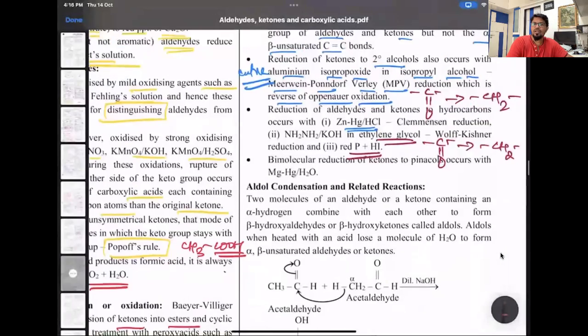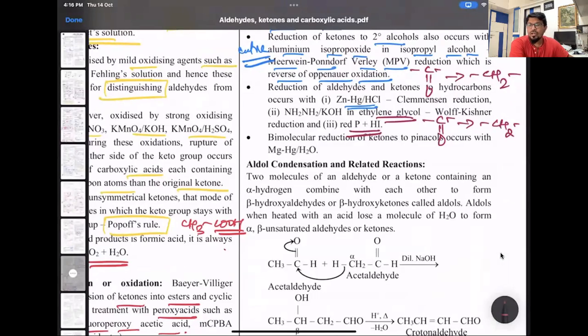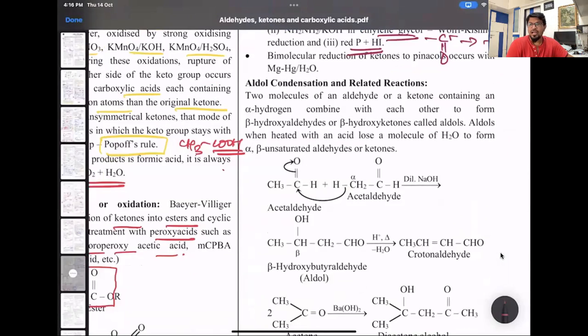Yeah, okay. Proper. And the third one is with red phosphorus and HI. There also you will have the reduction taking place of aldehydes and ketones to alkanes. So everywhere the carbonyl group is getting reduced to a methylene group. Next, people, important point, aldol condensation.